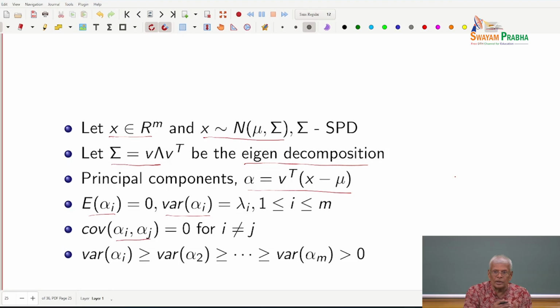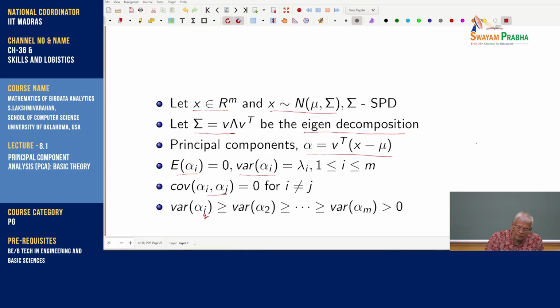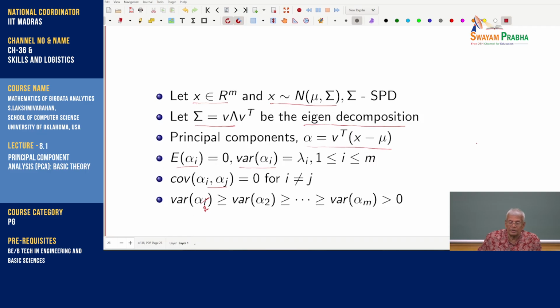X has correlated components, alpha is a decorrelated version of X, and we also know that the variance of alpha 1 is greater than the variance of alpha 2, which is greater than or equal to the variance of alpha m, and the variance of alpha m is positive. That is because sigma is symmetric and positive definite.